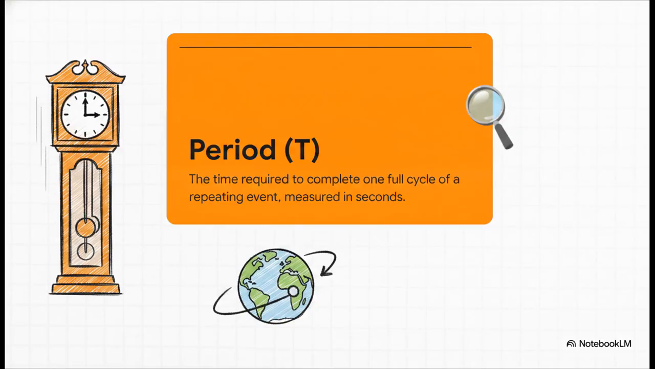So that first perspective, that's what we call the period. The period is simply the time required to complete one full, distinct cycle of a repeating event. We use a capital letter T to represent it, and we measure it in seconds. Think about a single swing of a grandfather clock's pendulum, or the time it takes a satellite to complete one full orbit around the Earth. Basically, if you're asking how long this one specific cycle takes to finish, you are asking for the period.